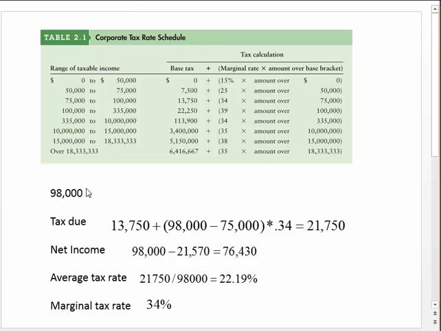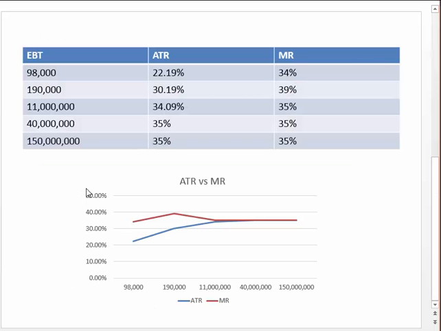So now we have some numbers that we can calculate, and I've gone through this and calculated them for you. You might want to pause the video for a second and do these calculations on your own. For earnings before taxes, what is the average tax rate that you would pay? What is the marginal tax rate? What you'll notice is as we get higher and higher, the average tax rate and the marginal tax rate coincide together. That's what this graph says.